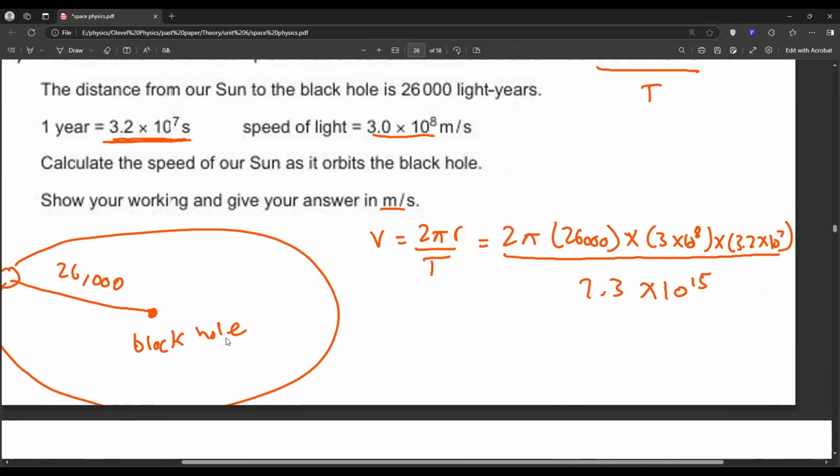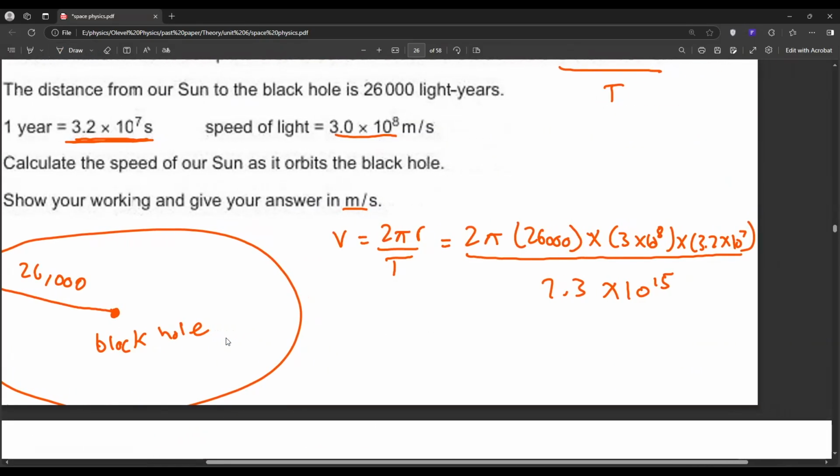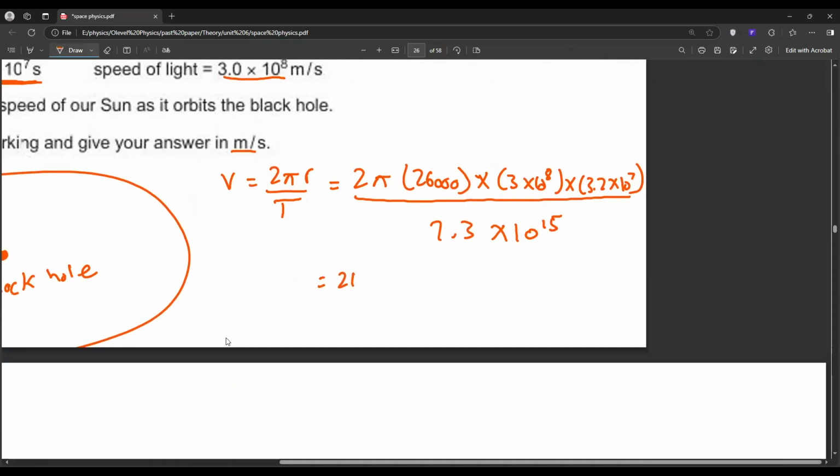So I have to calculate the orbital speed of the sun. 2 pi r. What is r here? R is 26,000 light years. So I took this 26,000, multiplied it by the speed of light, and then multiplied it by the amount of seconds in 1 year to calculate the distance between the black hole and the sun. Can you calculate the orbital speed here? Yes, very, very easy. The orbital speed comes out to be 210,100,000 meters per second. Simple as that.